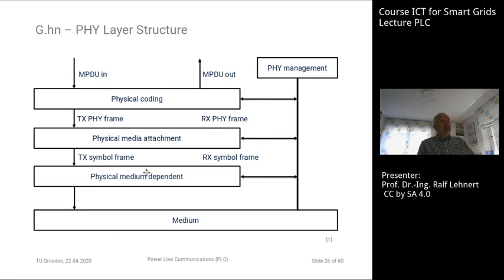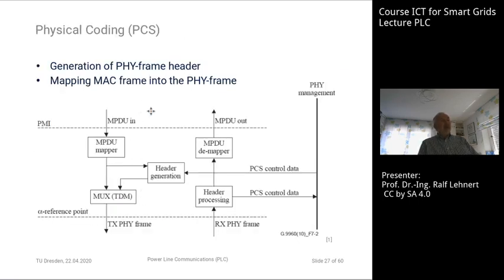Here this sublayer depends on the medium, in our case PLC, in other cases it can be twisted pair or any other medium. And the media attachment is related to the medium. It prepares the overhead necessary for the medium dependent sublayer. So this media attachment produces the symbols. The physical coding means we generate the PHY frame header and we map the MAC frame into this PHY frame. That means mapping, header, and finally we have the frame.